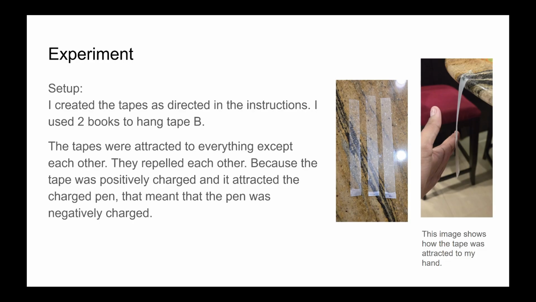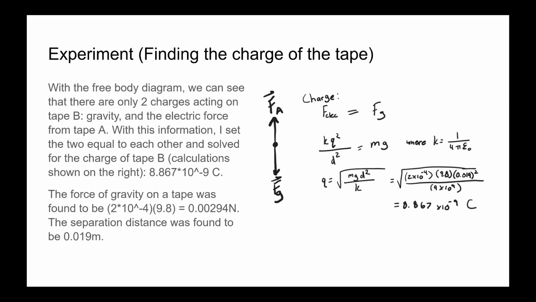So, to find the charge of the tape, with the free body diagram, we can see that there are only 2 forces acting on tape B, gravity and the electric force from tape A. With this information, I set the 2 equal to each other and solved for the charge of tape B, with the calculations being on the right. That's how I got 8.867 times 10 to the negative 9th coulombs. The force of gravity on a tape was found to be 0.00294 newtons, and the separation distance was found to be 0.019 meters.